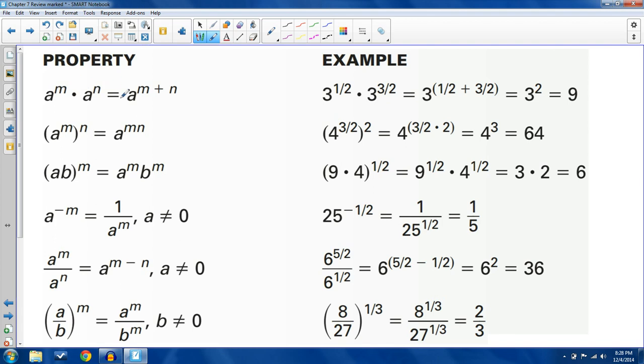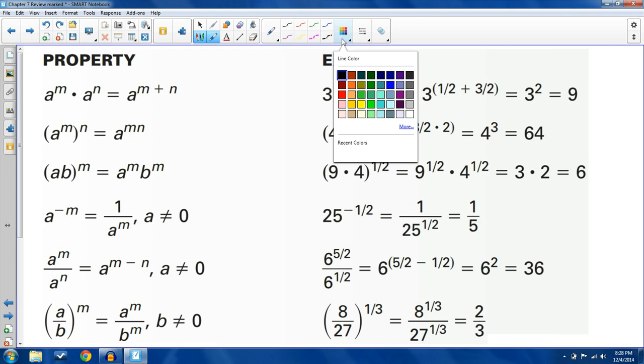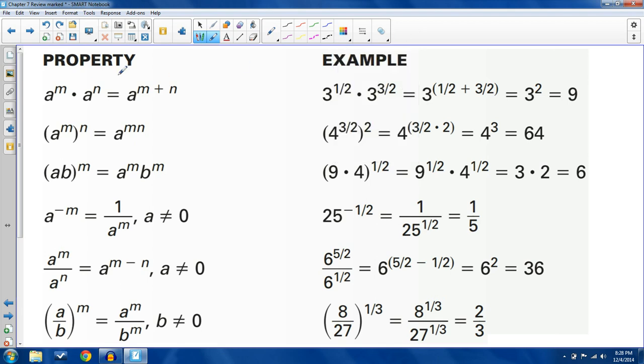a to the m times a to the n equals a to the m plus n. What that means is if you have a base, a value, and it's the same when you're multiplying this and this together, it doesn't matter what the exponents are. When you multiply these two, you keep the base and add the exponents. So, for example, 3 to the 1/2 times 3 to the 3/2 is 3 to the 1/2 plus 3/2, which is 3 squared, which is 9.